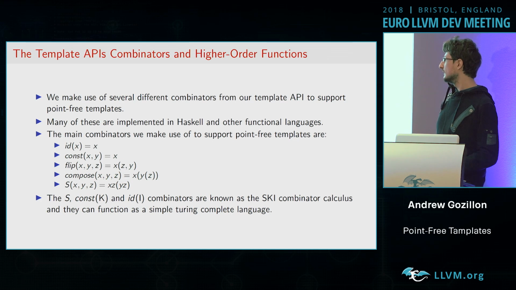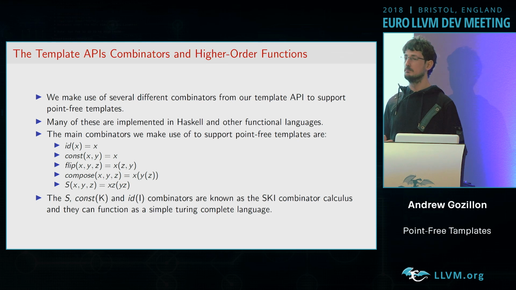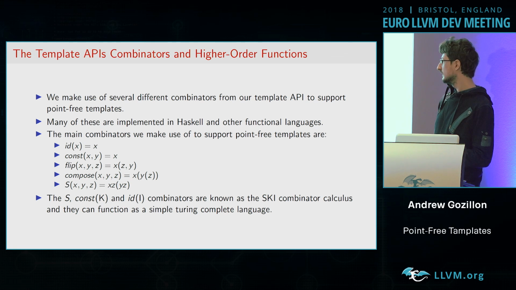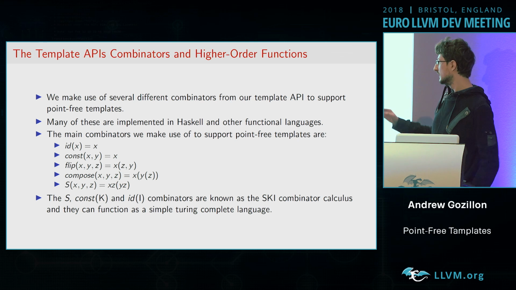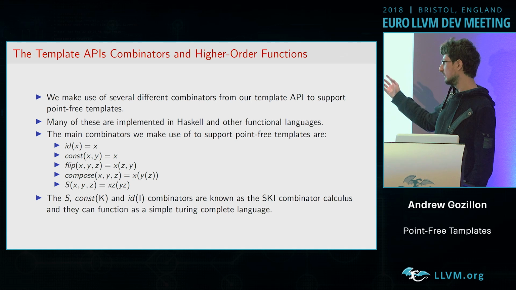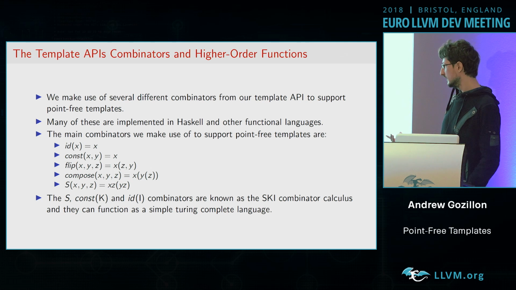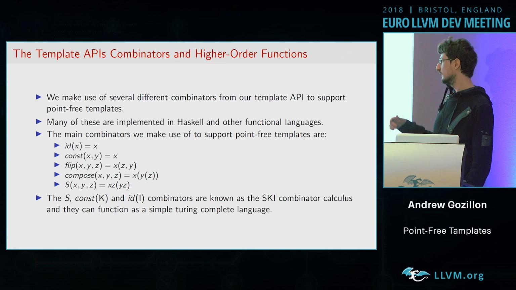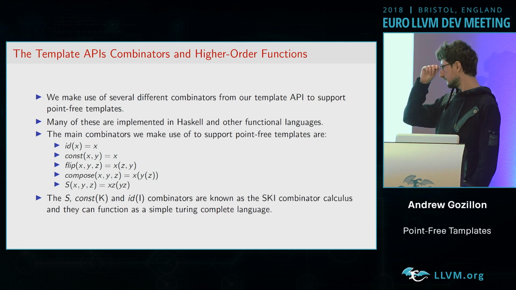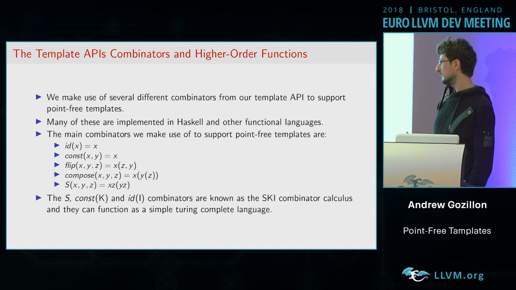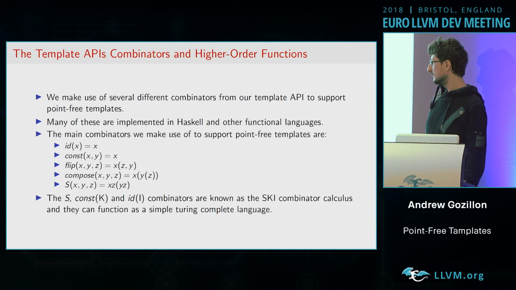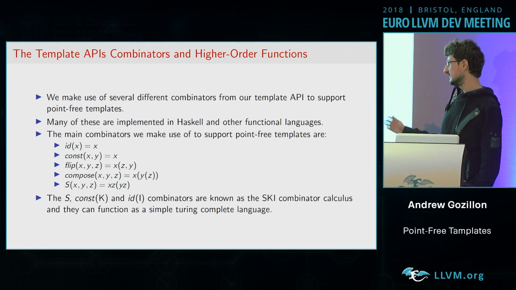So we need combinators to make point-free functions, both with templates and in Haskell. Many of these are actually implemented in Haskell. We've just taken them and implemented them in our template API. For example, we've got id, const, flip, compose, and s. id is the identity function. It returns itself once passed it. Const takes 2 parameters and it returns the first parameter. So basically const is just discarding a value that's passed to it.